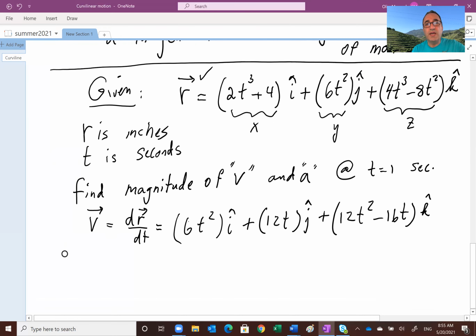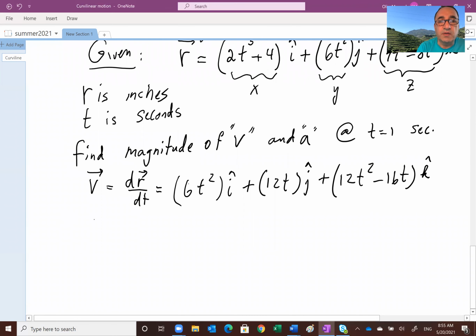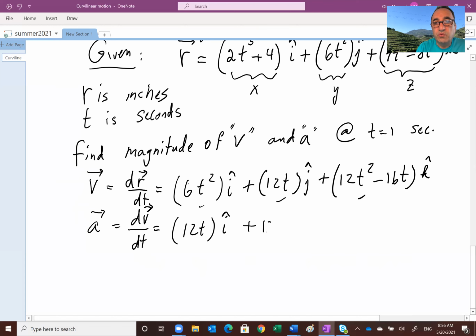Let me go ahead and do the acceleration too, and then we do the plugging, guys. Acceleration is the derivative of velocity. Derivative of velocity vector. So take the derivative of this now, right? So what do we get? 12t I, just 12j, and 24t minus 16k, right? Now let's go ahead and plug in t equal 1.